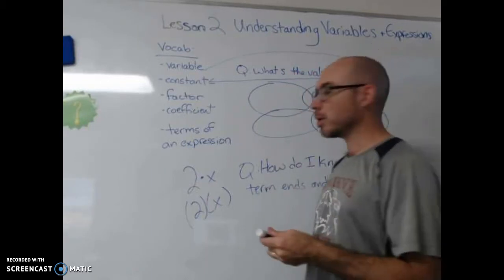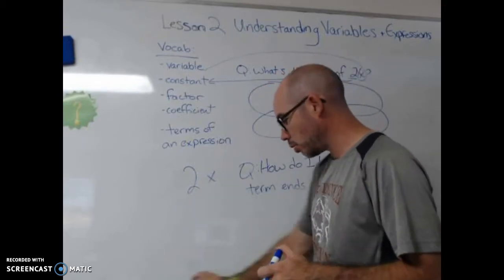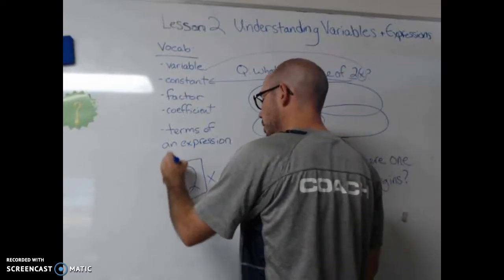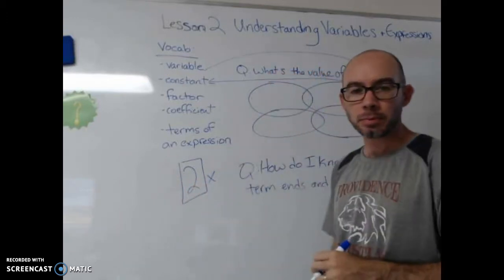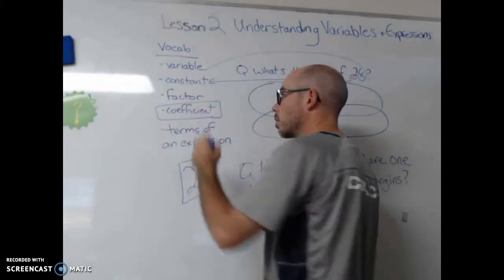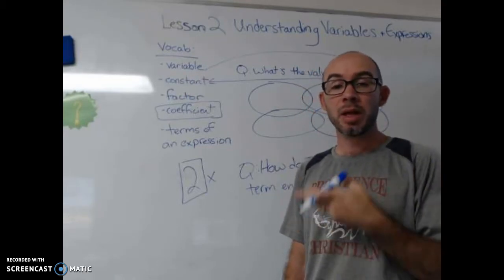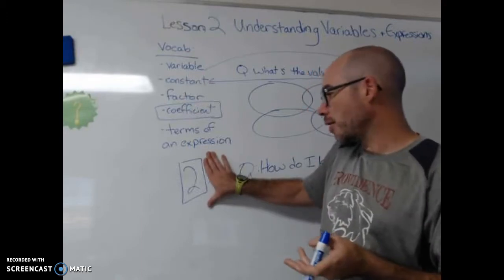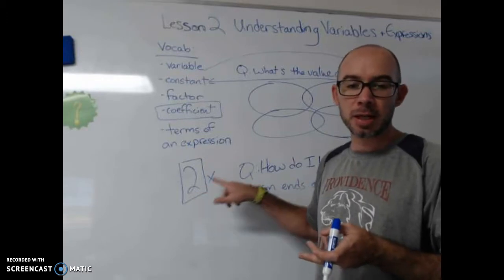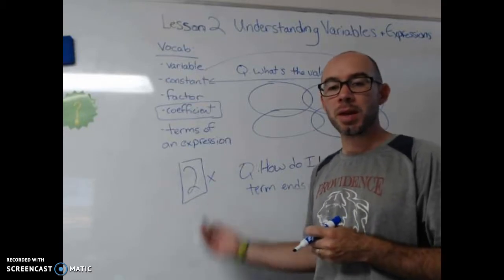In this particular expression, 2 and x, 2 multiplied by x, the constant that sits in front of the variable is given a special name. It's called the coefficient. It's always the constant or the number that comes with the variable. You could have it all by itself and it would just be a constant. But because it's sitting in front, telling us how many of these things there are, it is called a coefficient.